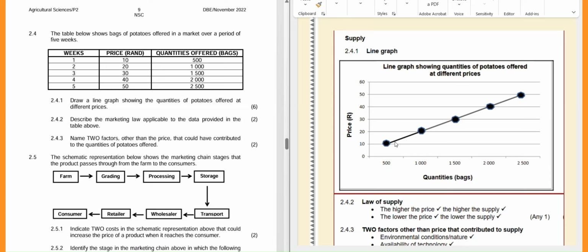Then the correct plotting, we did plot correctly. As you can see, with 500 we have 10 rand. With 1000 bags we have 20 rand. With 1500 bags, quantities of bags supplied, we have 30 rand. Then with 2000 bags we have 40. Then with 2500 we have 50 rand.